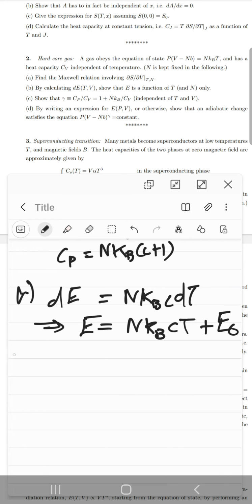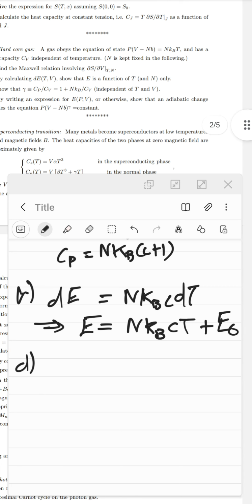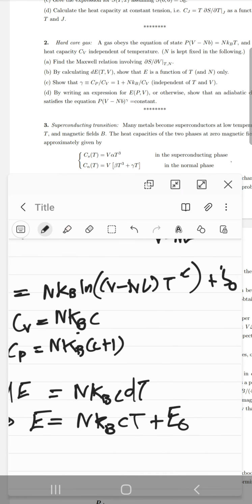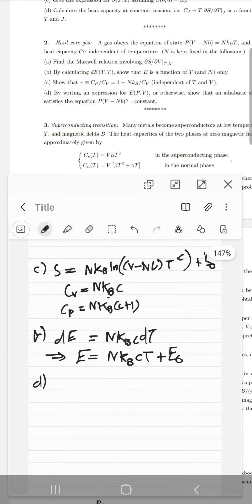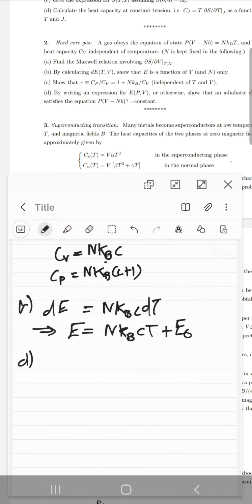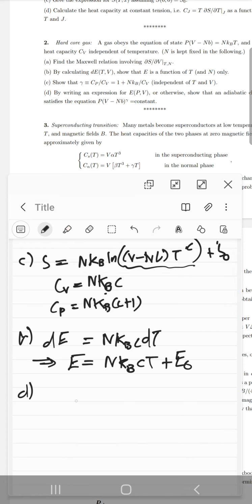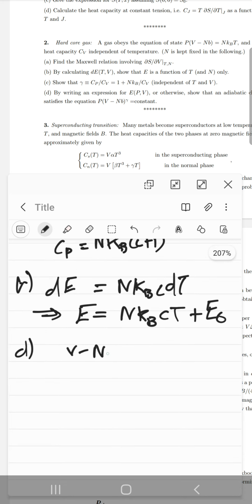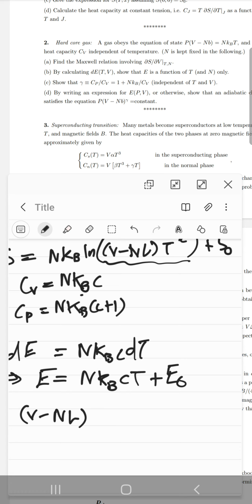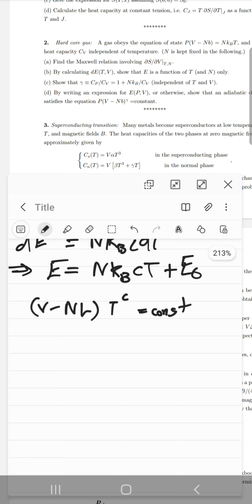Amazing. Next question. Okay, actually D. By writing an expression for E as a function of pressure and volume, or otherwise show that the adiabatic change satisfies this relation, PV power gamma. Okay, cool. You don't even have to do this thing, because if it's an adiabatic process, then the entropy is not changing because there's no heat input. But that implies that this quantity has to be constant. So just have (V minus nB) T to the power C is constant, right? Cool. Yeah, okay, kind of remember what gamma is. Gamma is just (C plus 1) upon C, by the way, right?